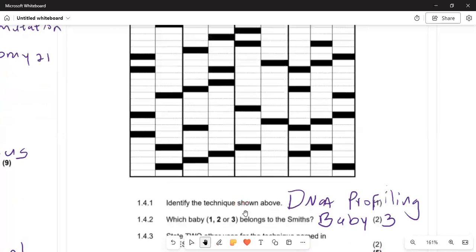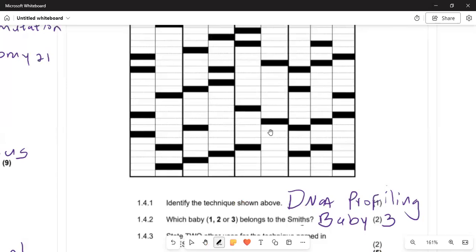And then according to this, in 1.4.1, they say identify the technique shown above. So this technique that has got these bars, you must know that it is DNA profiling. In 1.4.2, which baby, 1, 2, or 3, belongs to Smith? So we are saying it's baby 3.